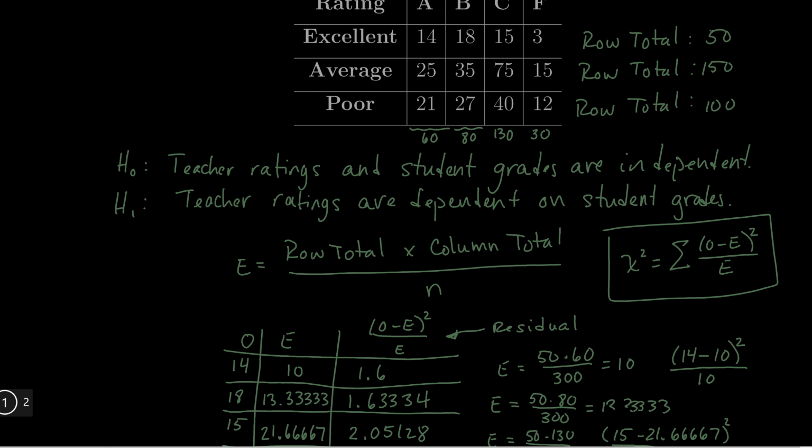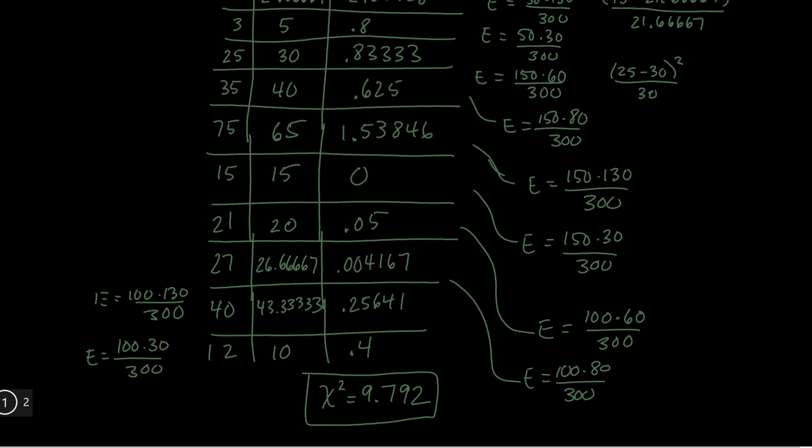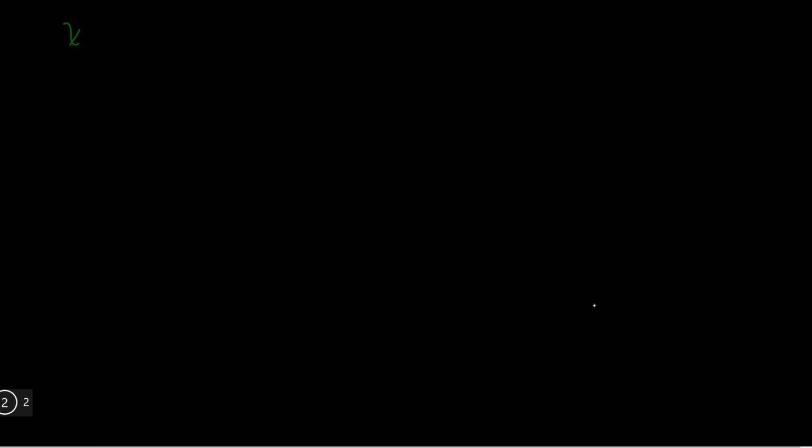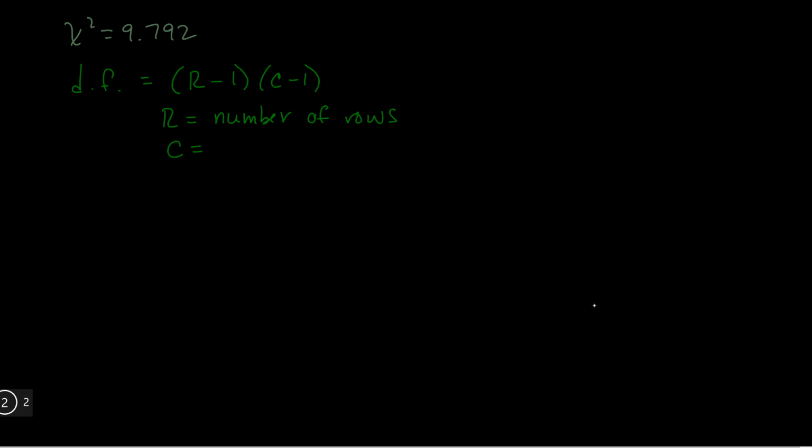So this is our chi-square statistic, but we still have to conclude our test and figure out if these variables actually are independent. So with the chi-square statistic of 9.792, we need to pair this now with the degrees of freedom. Degrees of freedom for a test of independence can be written like this, where R is the number of rows and C is the number of columns.